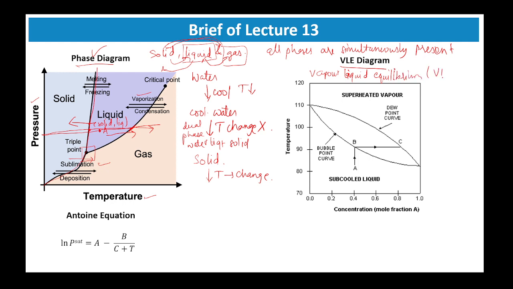So it is known as VLE also, VLE diagrams, because these diagrams show how liquid to gas or gas to liquid transition occurs when you have a mixture. So this phase diagram is all about a pure component. If you have a mixture, then what is the type of transition that occurs?